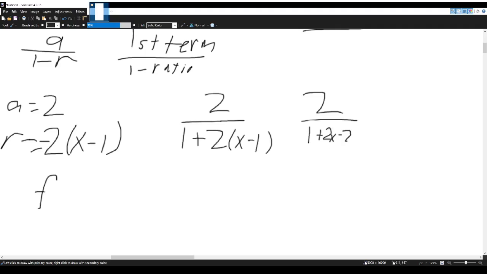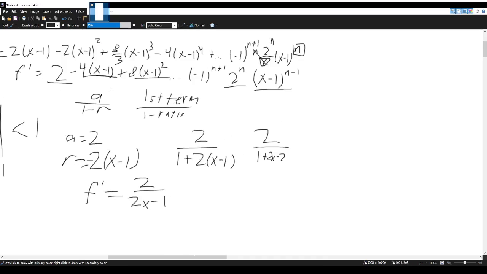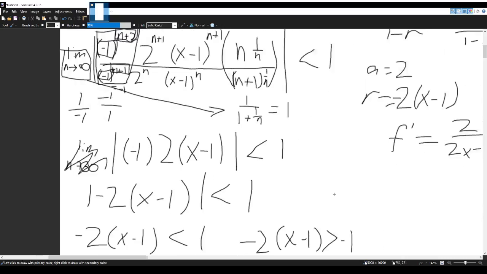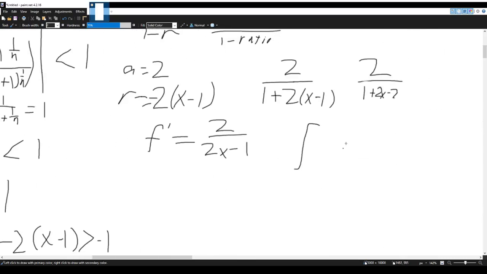So then we have that f prime is equal to, because f prime is an infinite series and this is the sum of an infinite geometric series, 2 over 2x minus 1. Okay, so that's part of our answer, I believe. Find the function f. Okay, so we did that, but now we need to use this to determine f. So we have f prime and we need f. What does that sound like? To me, that sounds like integration. So we need to find the integral of 2 over 2x minus 1.